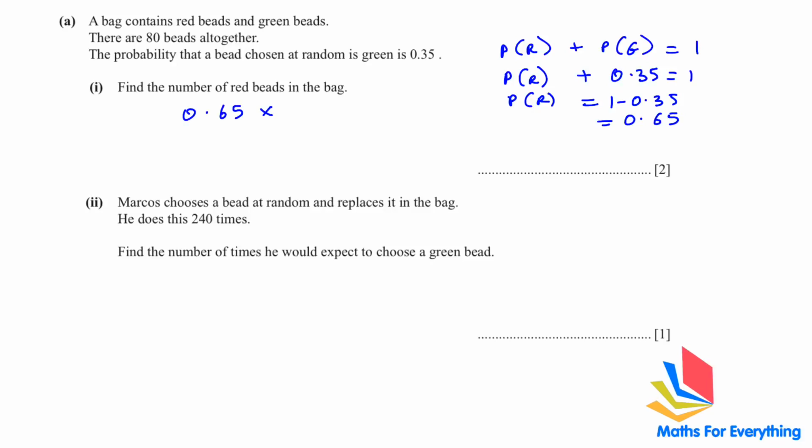And how many total beads do we have? 80. So 0.65 times 80 is 52. So that is the number of red beads in the bag.